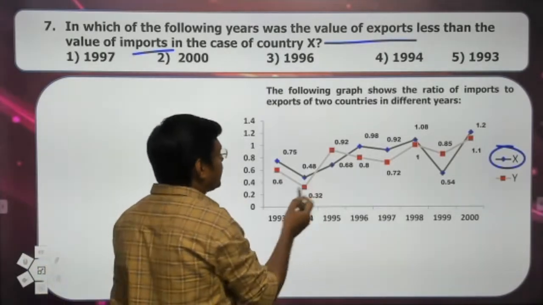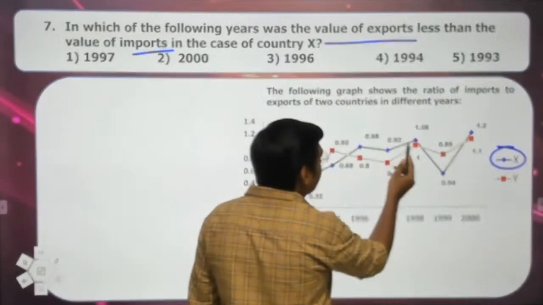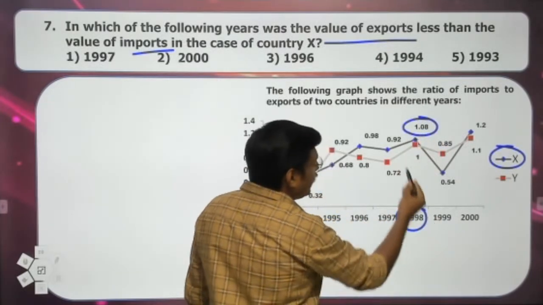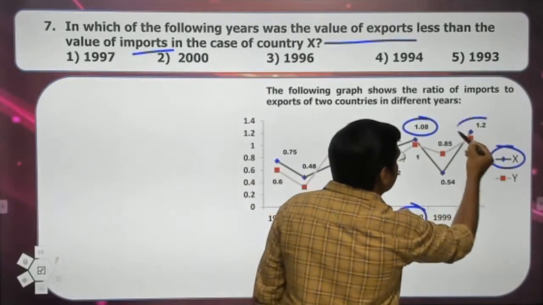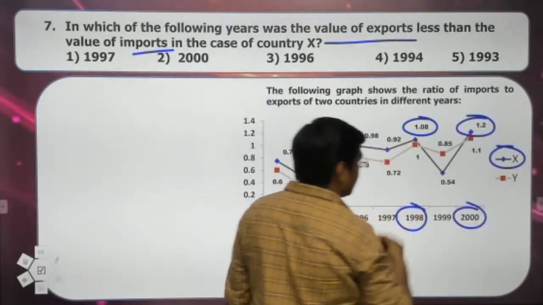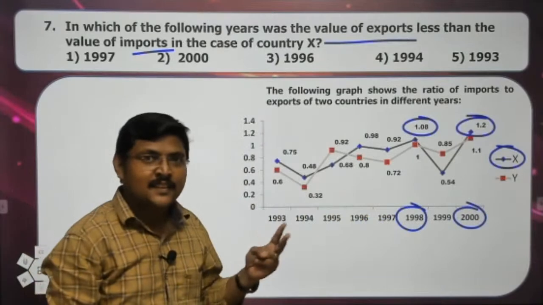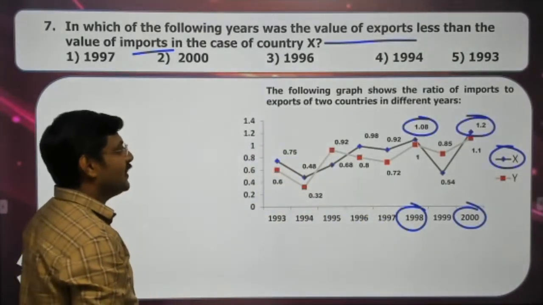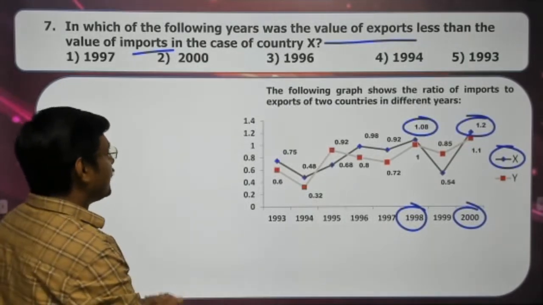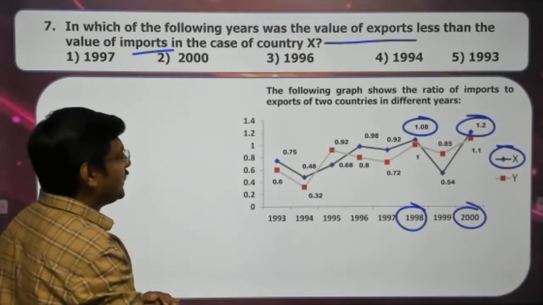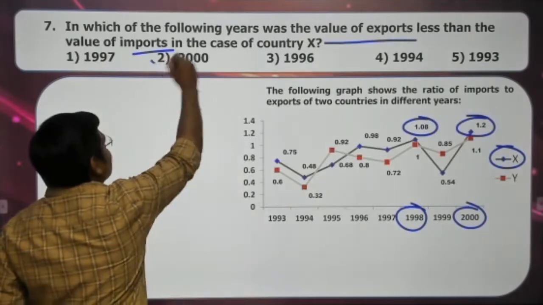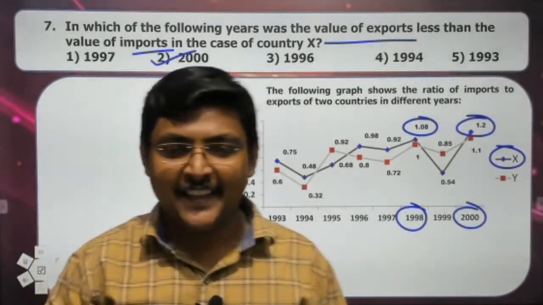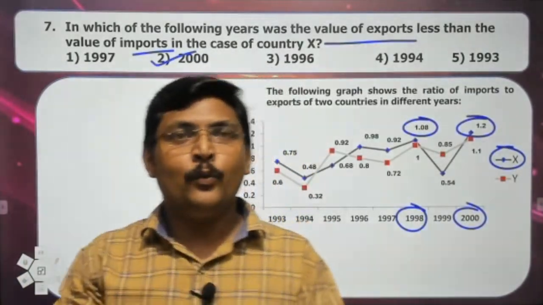On checking it, yes, it is blue. On looking here, there is one condition, that is 1.08 for the year 98, and another condition is 1.2 for the year 2000. So in 2 years the value of import is more than the value of export, right? When we check the options, 98 is not there, so we can simply say that the answer is option number 2, 2000. On just analyzing the graph, we will get the idea, right? And many answered it correctly. Very happy to see that.